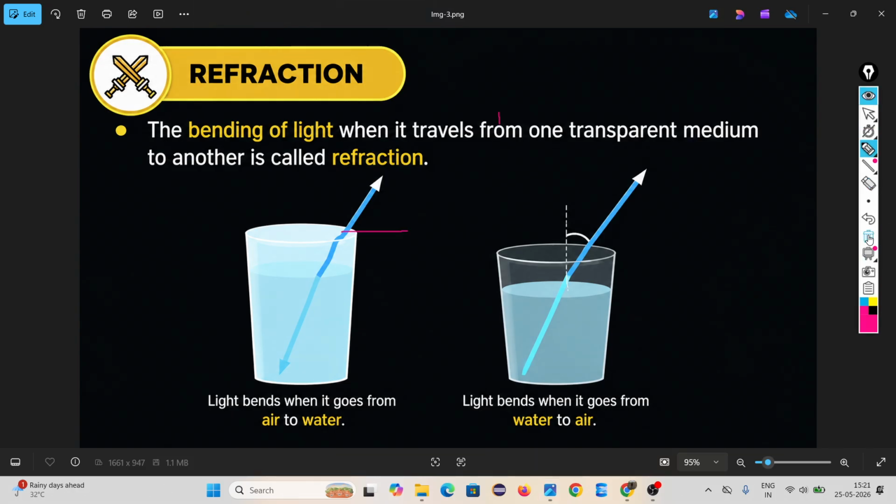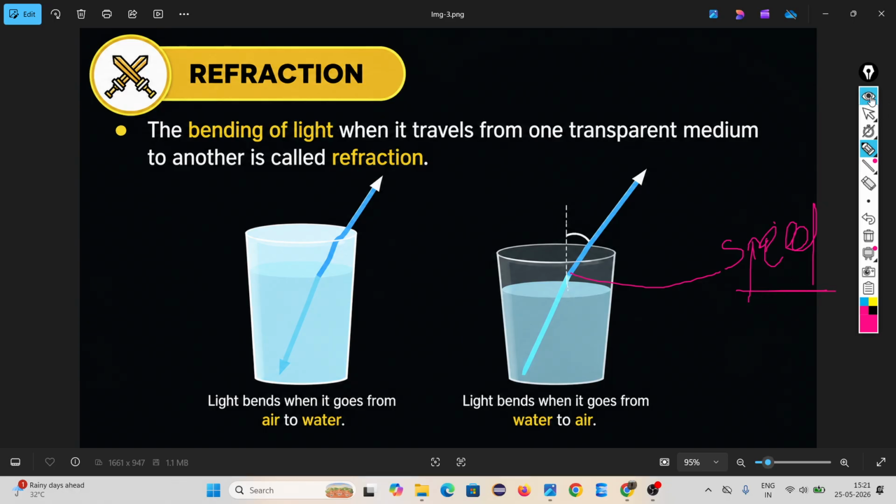So why does it bend? Because of speed. If someone asks the question, why does light bend when it travels from one medium to another medium? Because of speed. Because the speed of light in different mediums is different.